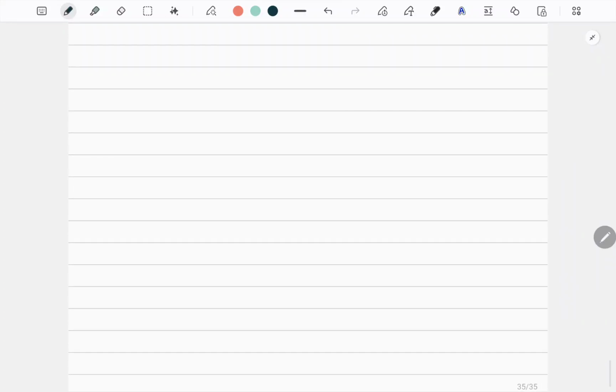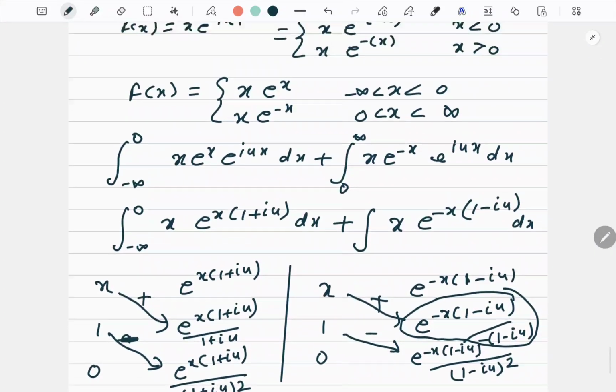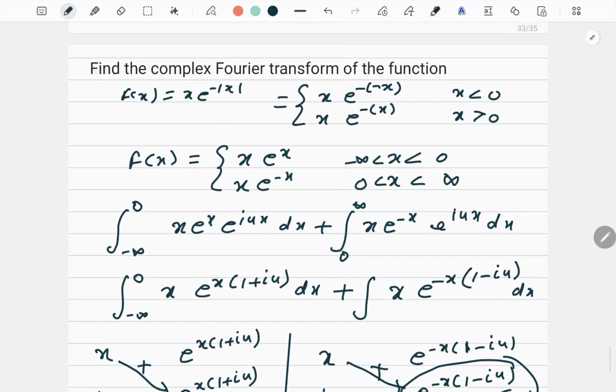So with this question, the type of questions I have done, you have got all the variety of simple complex Fourier transform. So I hope you understood the concept and you will like it.